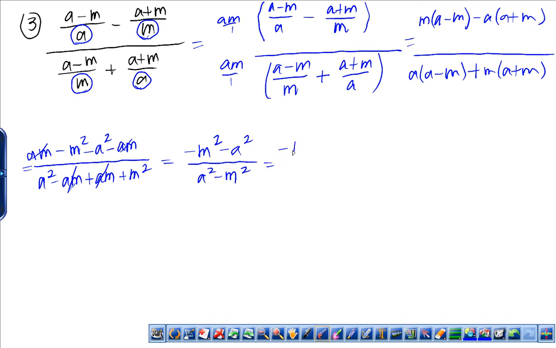How about if I factor out a negative 1 on the top? That leaves me with m squared plus a squared. On the bottom, oh, sorry about that, that should be plus. On the bottom, I have a squared plus m squared. So this is going to cancel with this. My final answer is a negative 1. You still get the same answer if you were to find common denominators on the top and the bottom. I just thought this was a little bit easier.